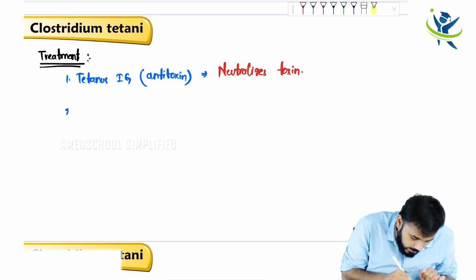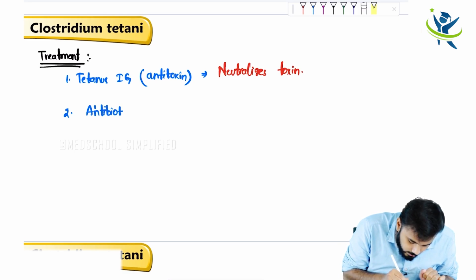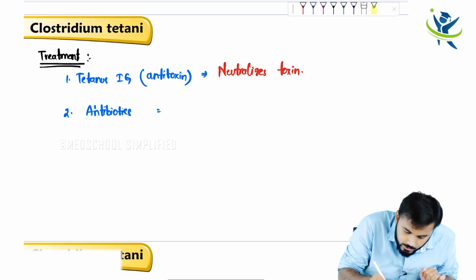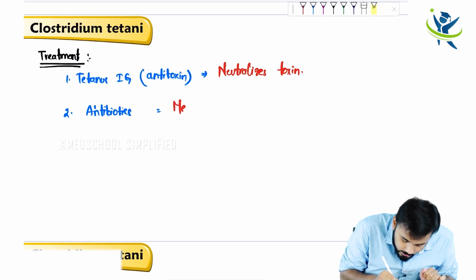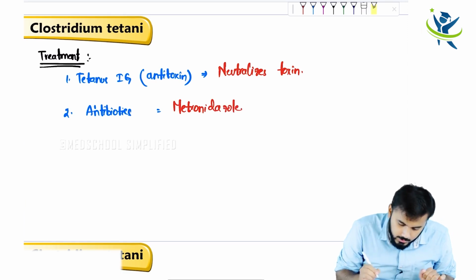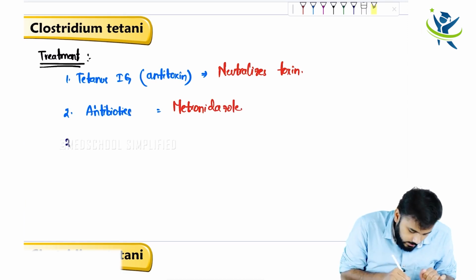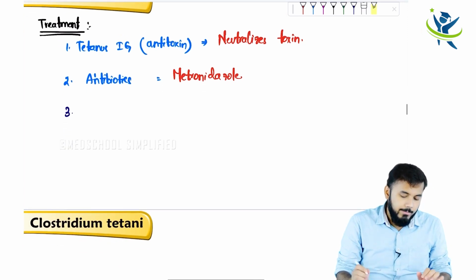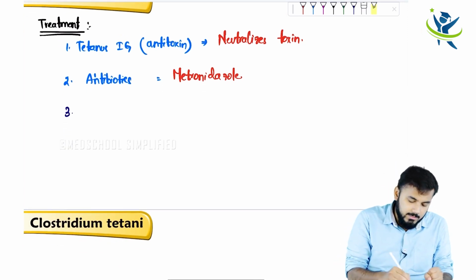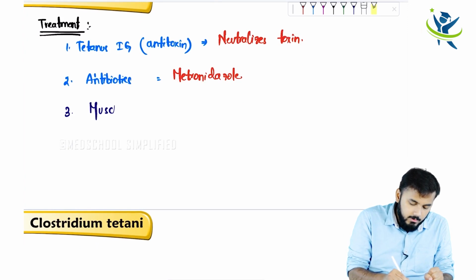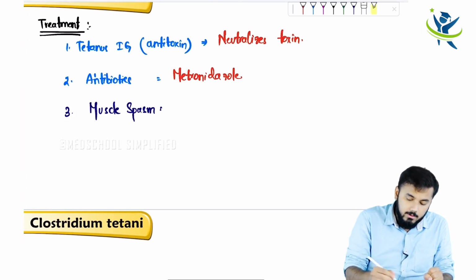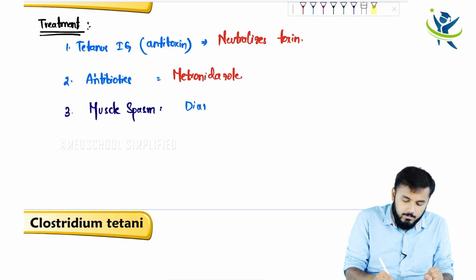Next thing, I should also give antibiotics to the patient. So what are the antibiotics which I give to the patient? Metronidazole, metrozil or metronidazole. Third important thing is that the patient is having muscle spasm, sustained muscle spasm. So what drug can I give? To relieve the muscle spasms, I give diazepam.